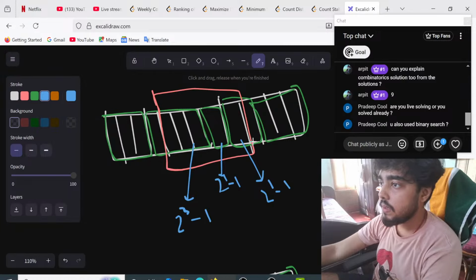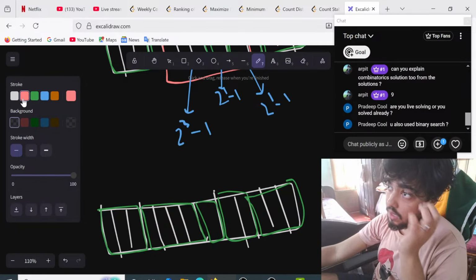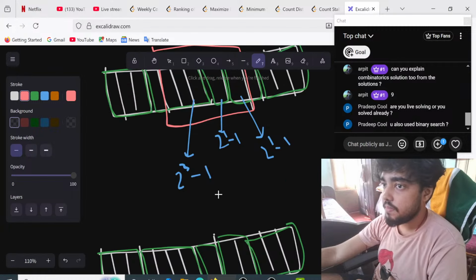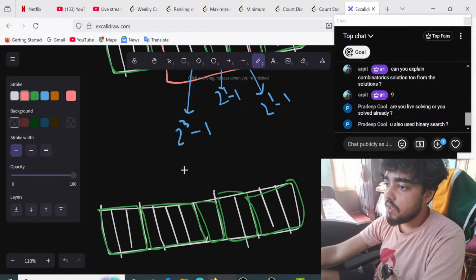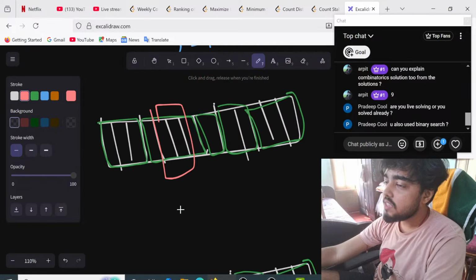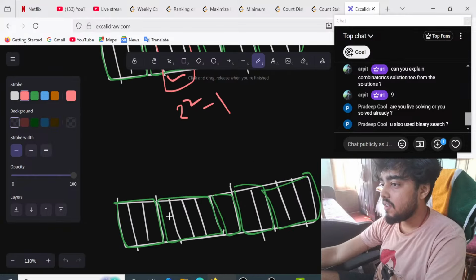Correct? Now what are the other test cases? The other test cases are the following. What if it starts and ends at the same one? That is also very simple. Just consider two of them. Correct? 2 to the power 2 minus 1. Any other test cases left? What if it starts and ends at the same element?